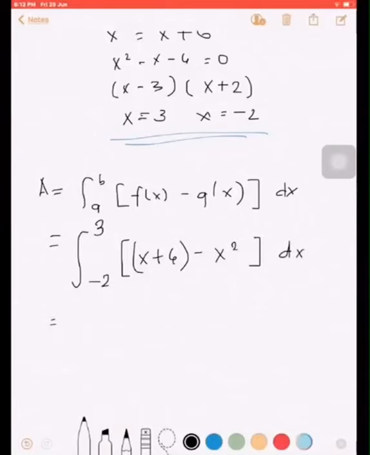So let's integrate x plus 6 minus x squared. The antiderivative of x is x squared over 2, plus the antiderivative of 6, which is 6x, minus the antiderivative of x squared, which is x cubed over 3, evaluated from -2 to 3.